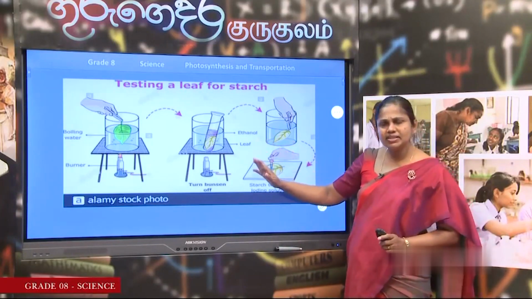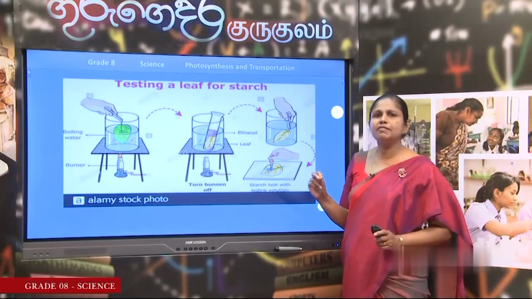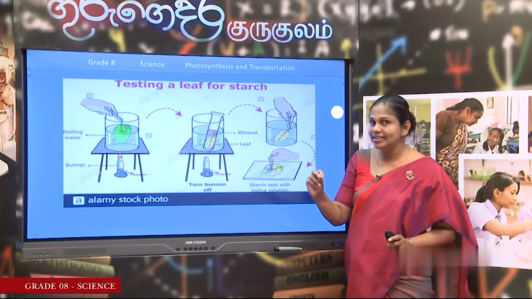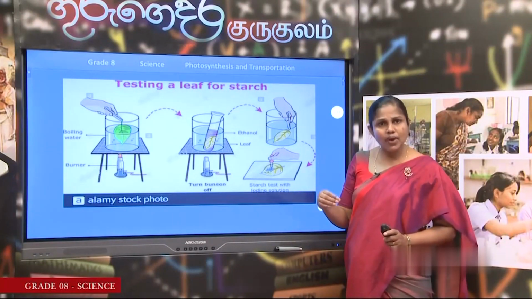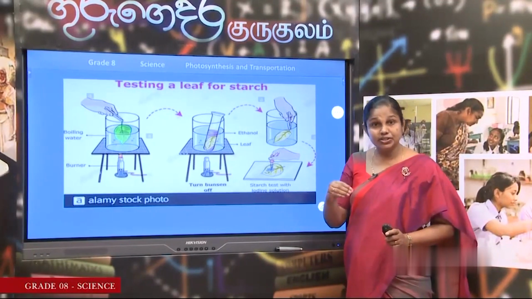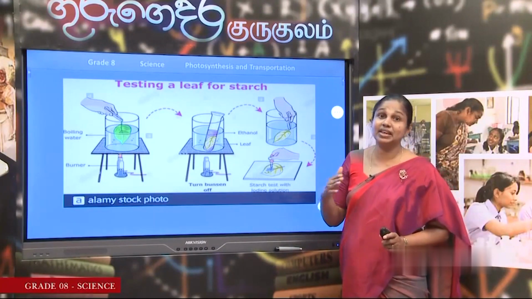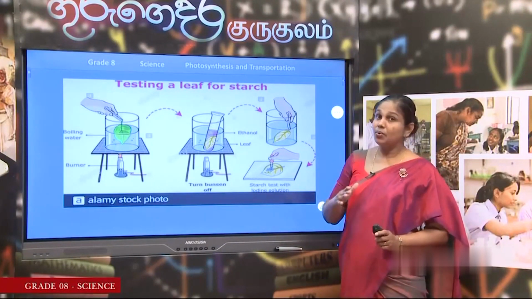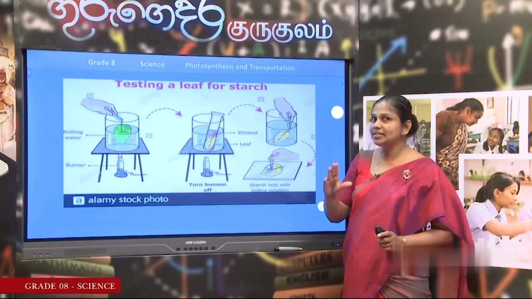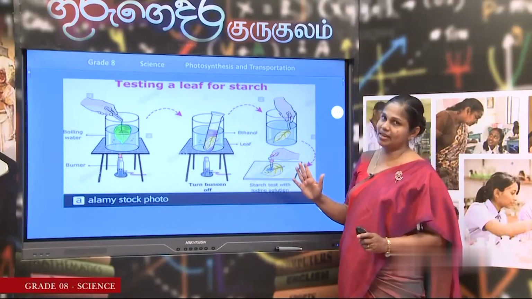Right. While heating this leaf in ethyl alcohol, you can observe something. What happens? This colorless ethyl alcohol turns green gradually. Why? Because the chlorophyll pigment in the leaves is dissolving in ethyl alcohol and is being removed from the leaf. While chlorophyll is removed, the leaf turns colorless. The green color of the leaf gradually decreases.